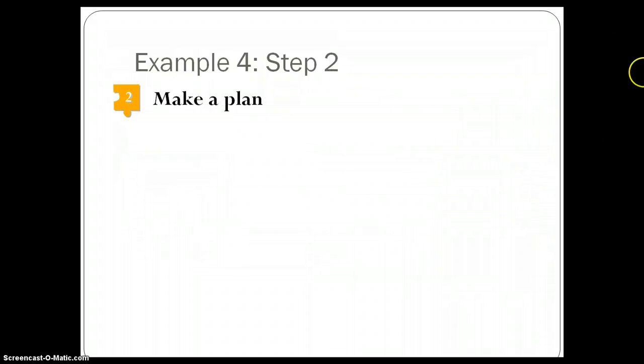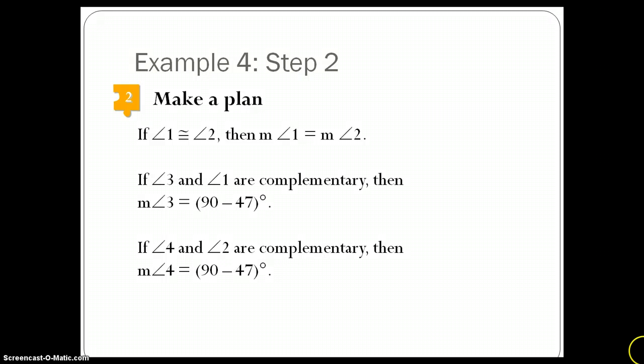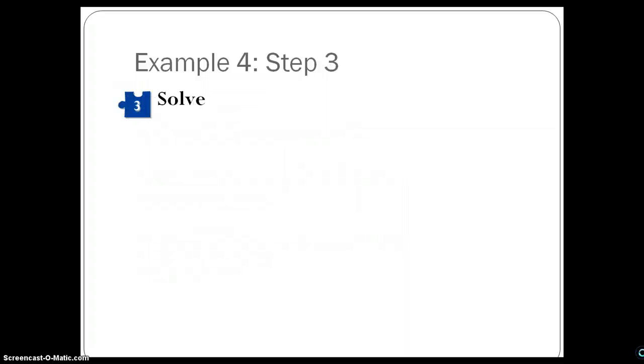We're going to make a plan. If 1 and 2 are congruent, then the measure of angle 1 is equal to the measure of angle 2. So that would be 47 degrees. If 3 and 1 are complementary, then their measures equal 90. So the measure of angle 3 is 90 minus 47. Since 1 and 2 are both 47, then the measure of angle 4 is also 90 minus 47 degrees.